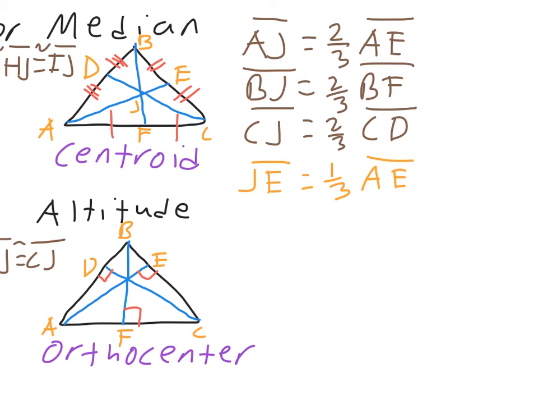Line segment JF is equal to 1/3 line segment BF. And line segment JD is equal to 1/3 line segment CD.